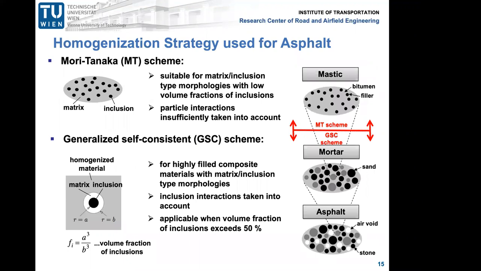Now we can apply different homogenization strategies, and we used two types of strategies for asphaltic materials. The one is the so-called Mori-Tanaka scheme, which is suitable for matrix-inclusion type morphologies, so we have low volume fractions of the inclusions. It is typically applicable, for example, at the binder scale or on the mastic scale. And then we have the so-called generalized self-consistent scheme, GSC. This is applicable if we have highly filled composite materials with matrix-inclusion type morphologies. This is typical for the mortar or the asphalt phase, where we also have some air voids.